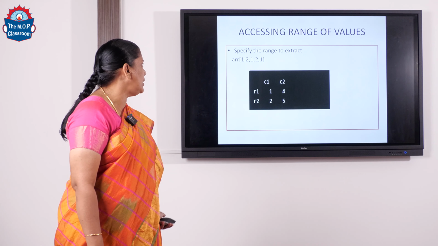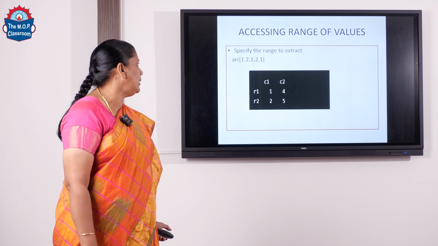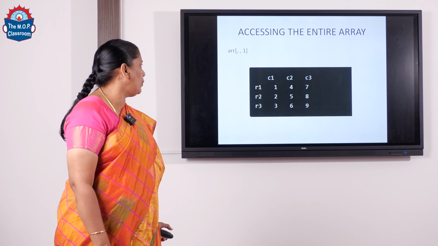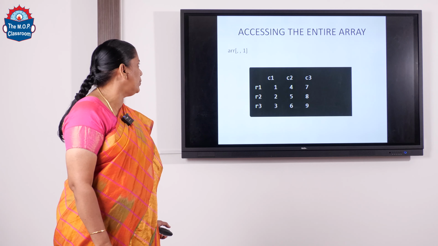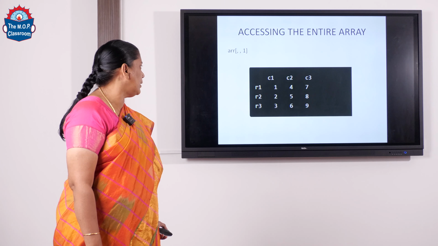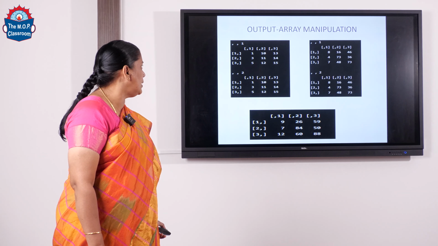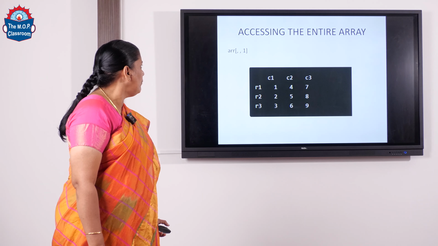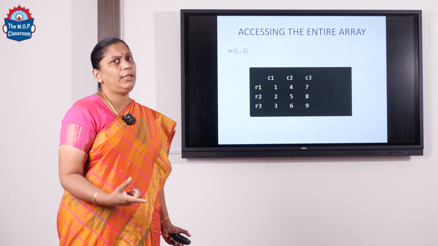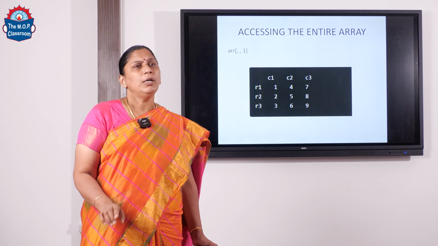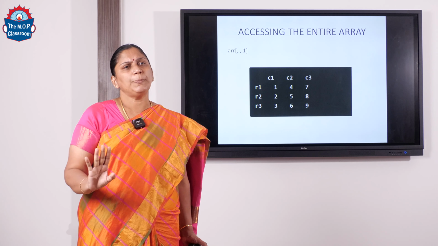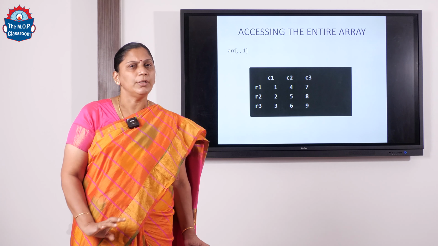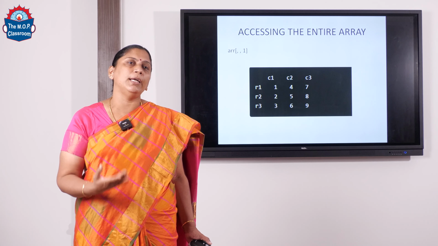So if I give 1:2, 1:2, 1, the elements extracted here are 1, 4, 2 and 5. That is 1 to 2, 1 to 2, and everything will be extracted here. So this is about accessing a specific range of values from an array. When you want to access the entire array, you can just specify arr[1]. If you don't specify any row or column ID, it will print the entire array as a result. This is how you access the entire array.